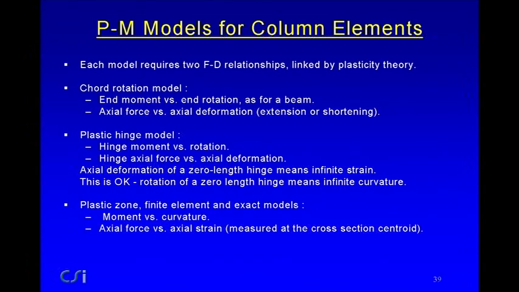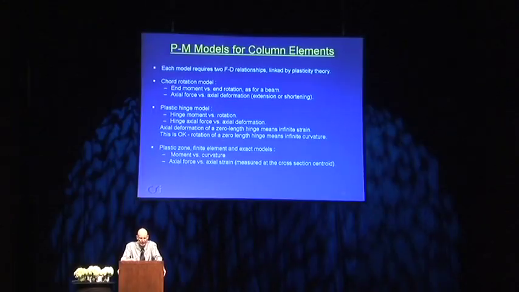So if you look at PM models for column elements, each model, and I'm talking here about a hinge model or a plastic zone model or a chord rotation model, are all the same. You need two force-deformation relationships, one for bending, one for axial force, and the linkage between the two is through plasticity theory. Chord rotation model, you have an end moment versus end rotation, which is just like for a beam, and axial force versus axial extension or shortening.